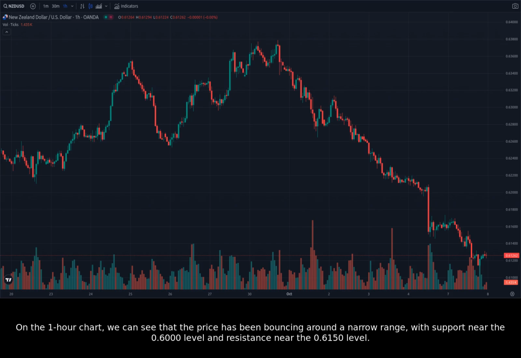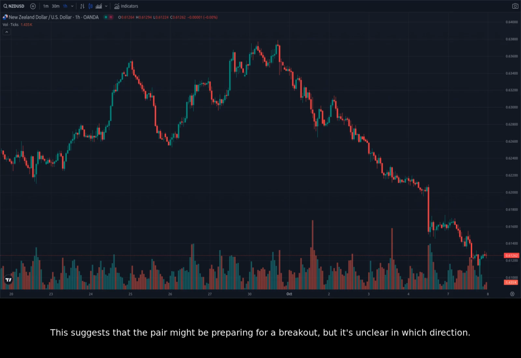with support near the 0.6000 level and resistance near the 0.6150 level. This suggests that the pair might be preparing for a breakout, but it's unclear in which direction. The key to understanding this breakout will be observing the volume and momentum associated with it.